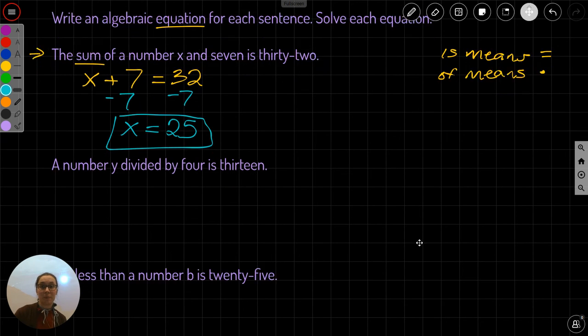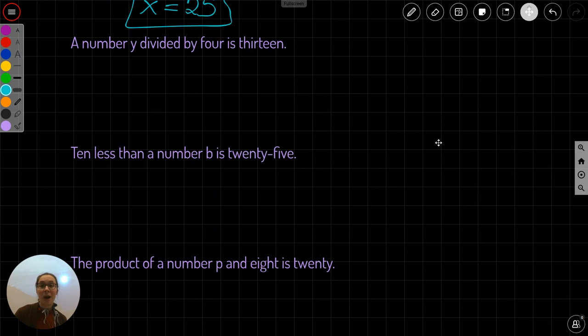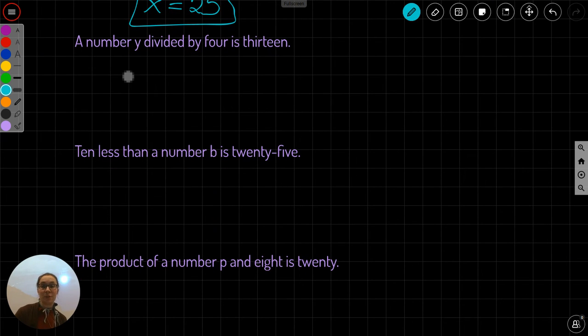Let's do the next one. A number y divided by 4 is 13. Well, we have a number y. We have divided by, okay, so that's division. Divided by what? Divided by 4. Notice I wrote it like this. Equals is 13. All right.